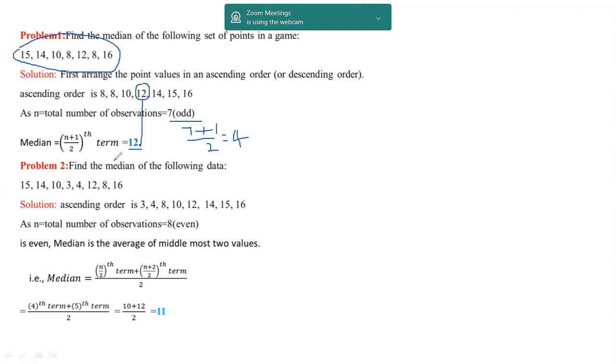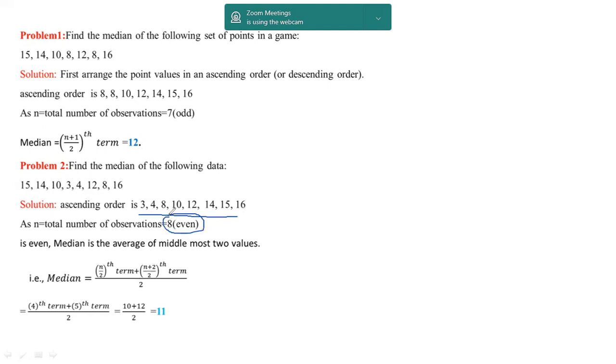Similarly, find out the median of the following data. Again, here we are taking an individual series in random order. So we are writing the numbers in ascending order. Then we count the number of observations. Here they provided 8 observations, which is even.